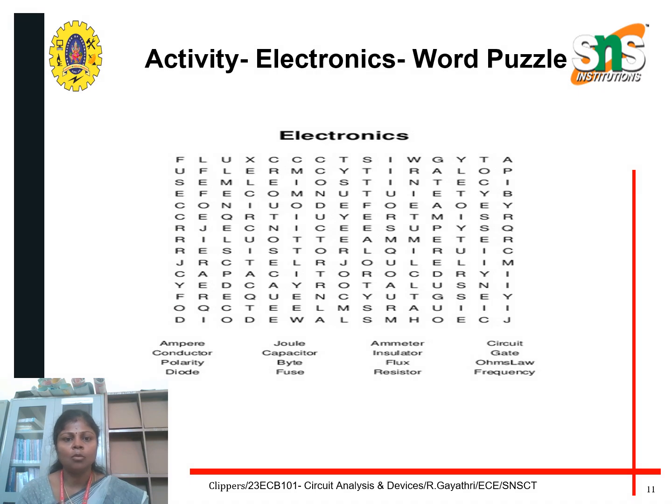And now we are going to discuss the activity. Today I have taken a crossword puzzle based upon electronics. Here are the words I have listed. In the word puzzle, you have to find the words listed below.